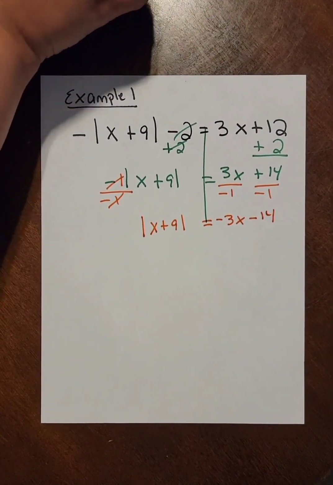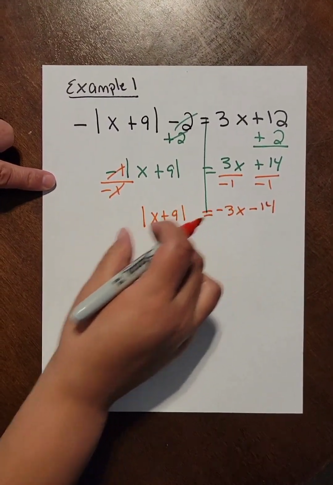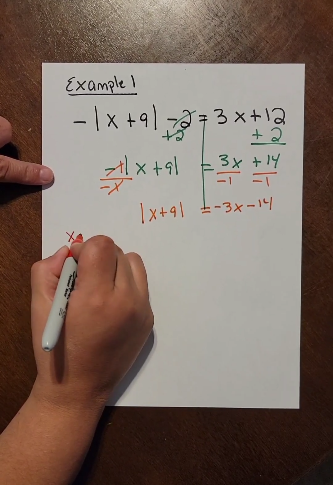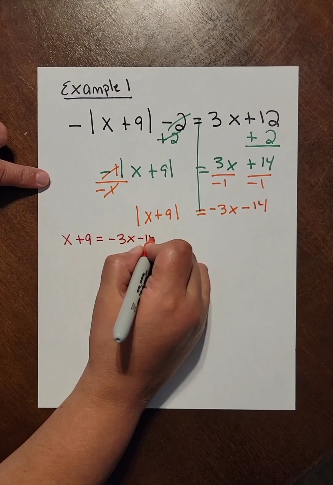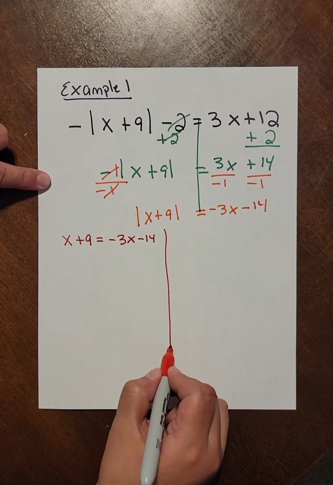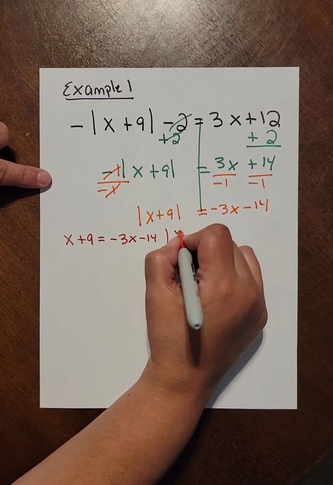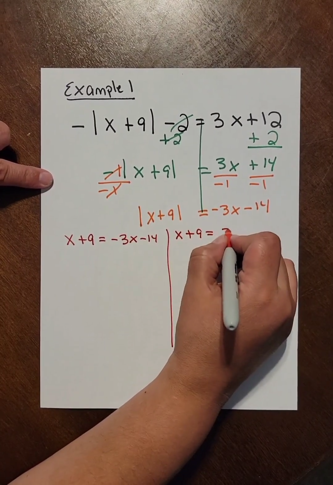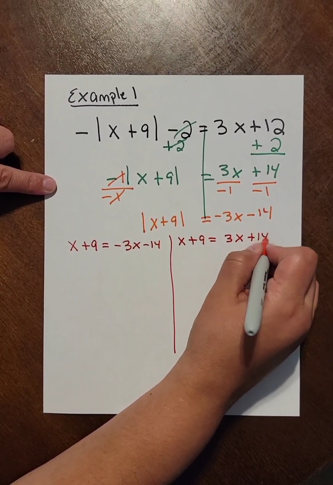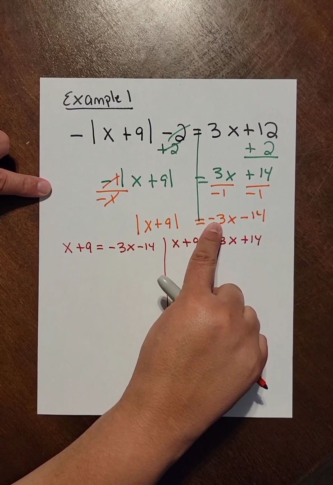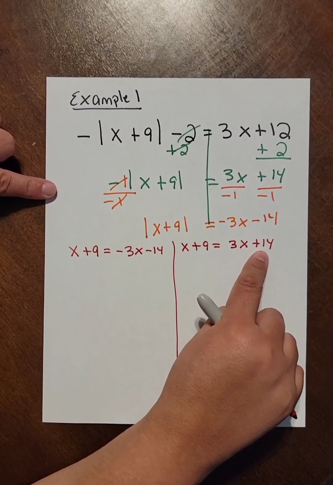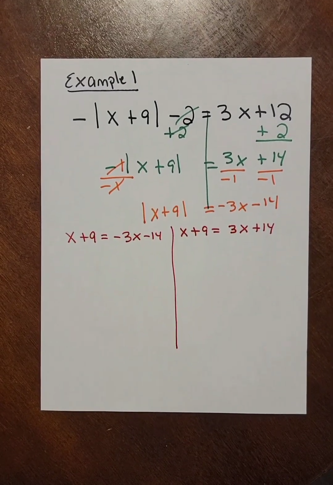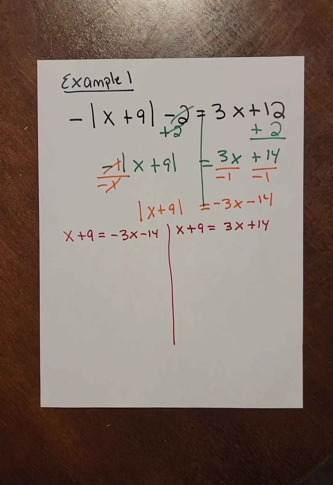Now that the absolute value is by itself, I'm going to take x plus 9 out, and I'm going to set it equal to negative 3x minus 14, as well as x plus 9 equals 3x plus 14. So I change the negative to a positive and the negative here to a positive as well. Now I'm just going to solve for x on each one.